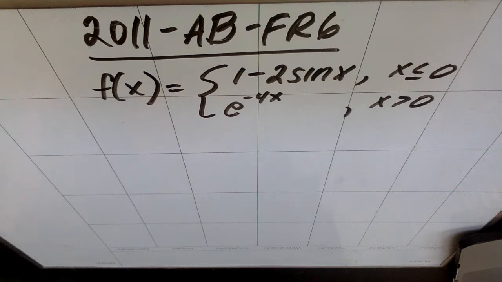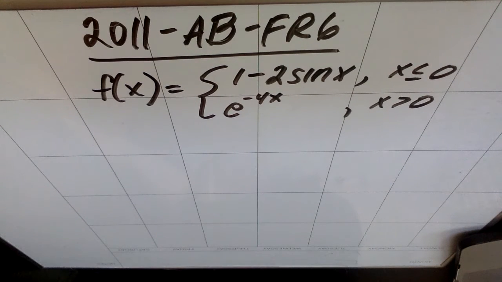Right, we are back at AP Review. This is 2011 AB Free Response 6. Let f be the function defined by f of x equals 1 minus 2 sine x for x values less than or equal to 0, and e to the -4x for x values greater than 0. Part A, show that f is continuous at x equals 0.